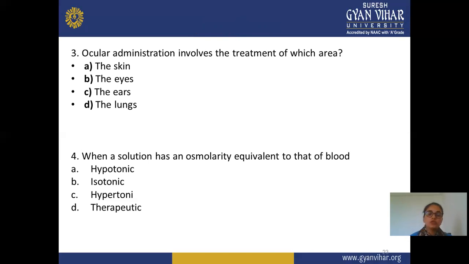And in the fourth question, when the solution has an osmolarity equivalent to the blood. In this, we are discussing osmolarity or the preparation of osmotic or isotonic solutions. So if you know the osmolarity of the blood, then you can answer or distinguish among these four options. The first option is hypotonic solution, B is isotonic solution, C is hypertonic solution, and D is therapeutic.